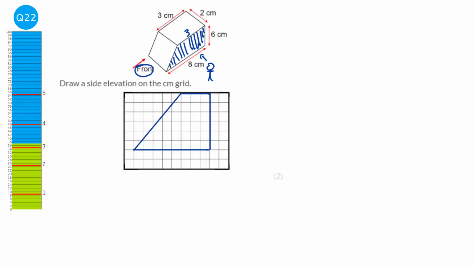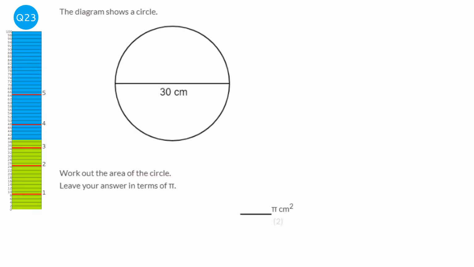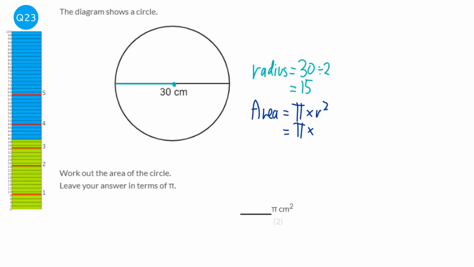To work out the area of a circle, we first of all need to work out what the radius is. Now the radius is half the distance of the diameter. So to work out what the radius is, we get the diameter and we halve it, which would be 15 centimeters. So the formula for the area is pi times r squared, or pi r squared. If we know the radius is 15, it will be 15 squared.